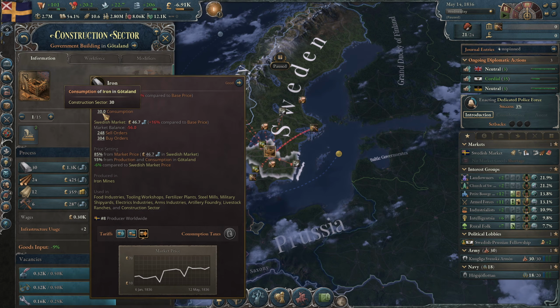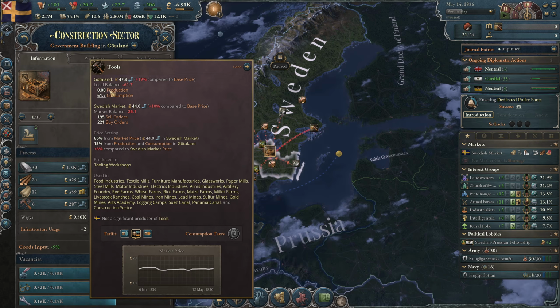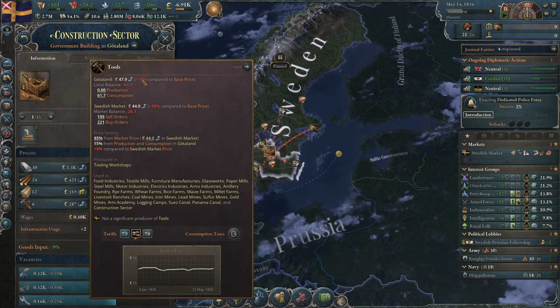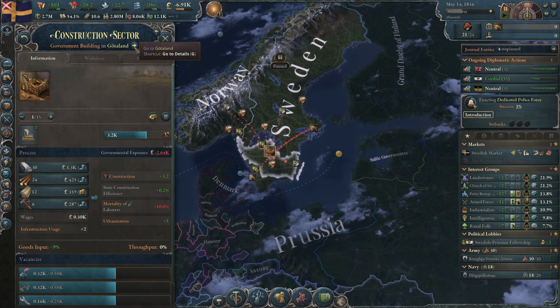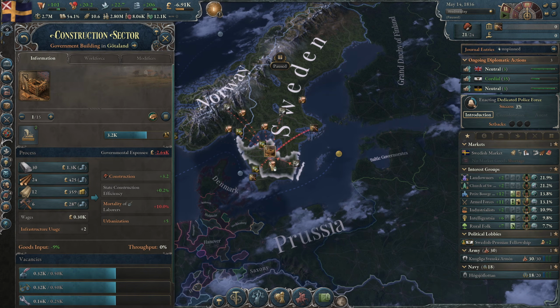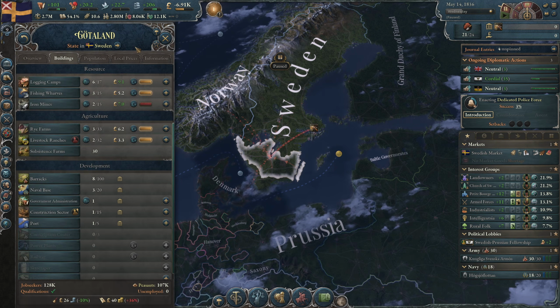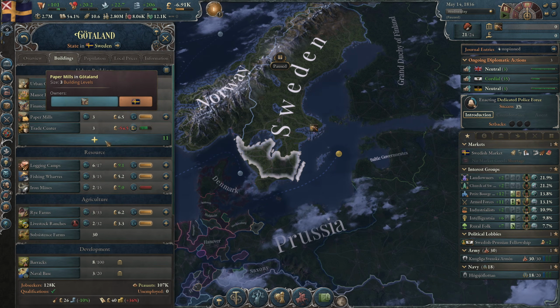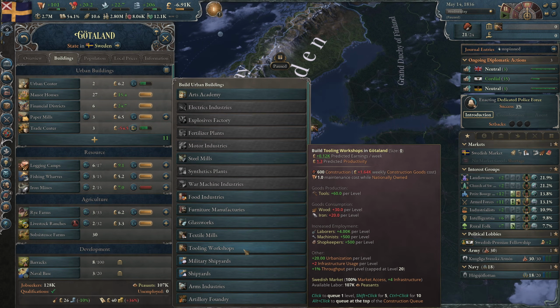Our iron price is already very cheap over here. But once again, we have no tooling workshop in Götaland. So the local price of tools that I need to pay is more expensive over here. So let's build a tooling workshop in Götaland so that the construction sectors are going to be cheaper for me. Let's go to Götaland, go to the urban buildings, and let's build a tooling workshop.